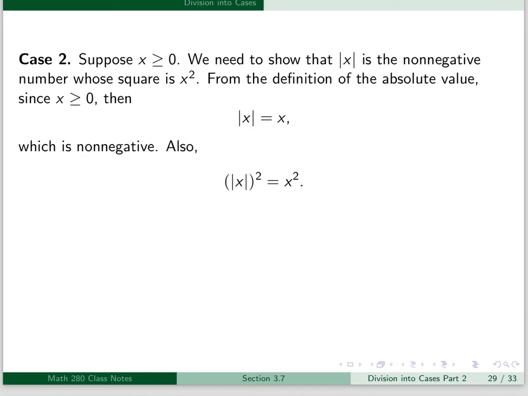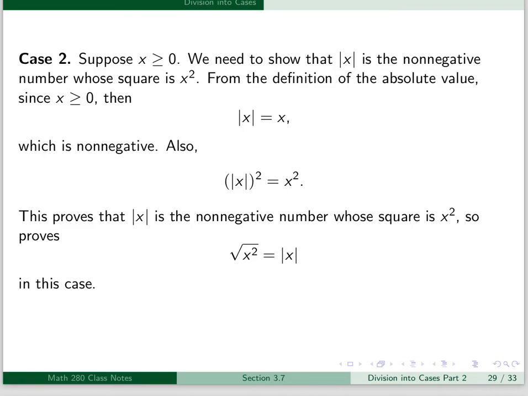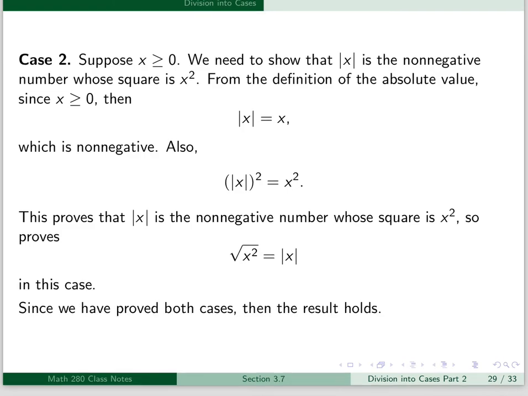Also, the square of the absolute value is just going to be x squared. So this shows that the absolute value of x is the non-negative number whose square is x squared. So again this proves our result, that the square root of x squared is equal to the absolute value of x in this case. Since we've now proved both cases, then our result holds.